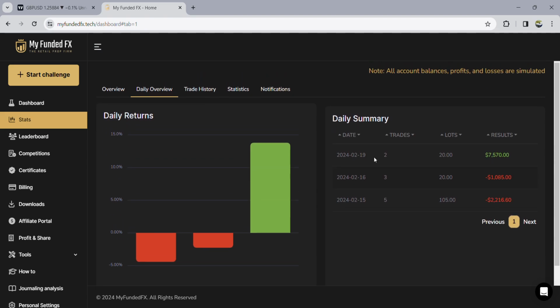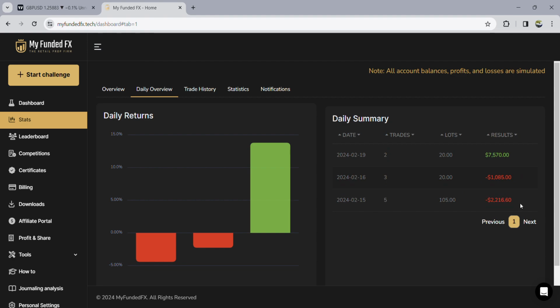So today is Monday the 19th. I took 2 trades, 20 lots, 7570. That was the profit for the day. 7570 is around 15%. Let me just do the math quickly. 7.5 times 2, 15. Yeah, 15%. So that's how much I made for just today. Friday, I took a loss, 2%. Thursday, took a loss of nearly 5%.